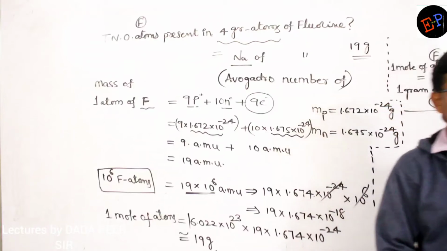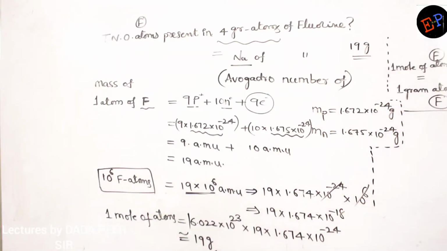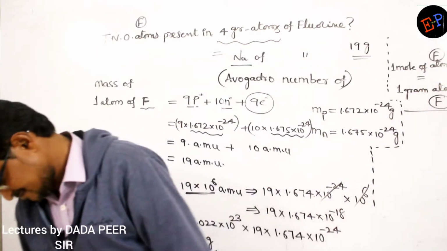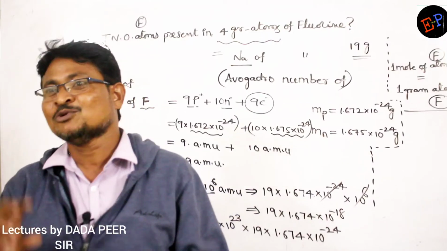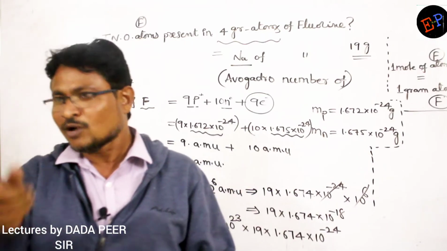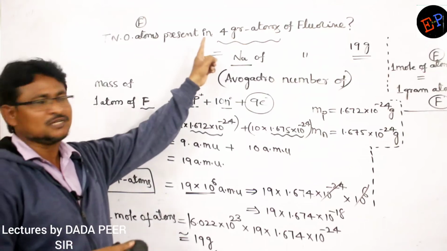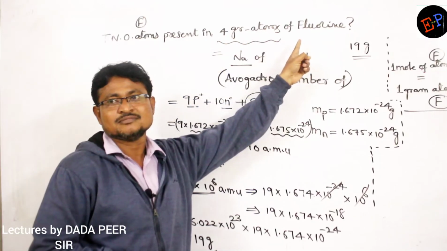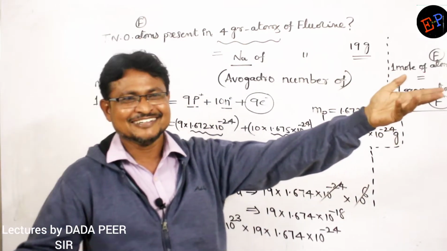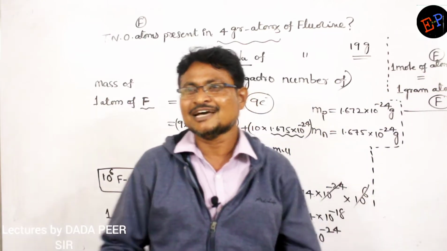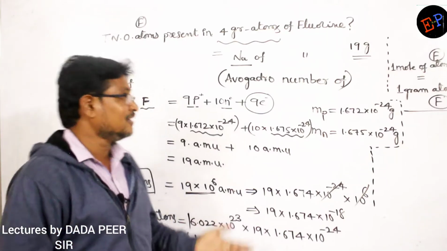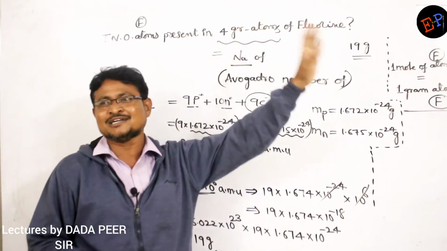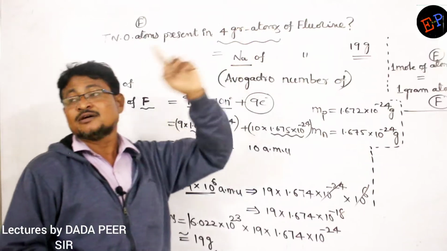Option 1 will be 4 atoms. With the first option, the paper setter will trap almost 40% of the students. 4 atoms. See what I have given. What is the question? 4 gram atoms. No need to think much. The paper setter has asked a very small question like that, thinking that way. So minimum 40% of the students will turn towards the first option, 4 atoms.